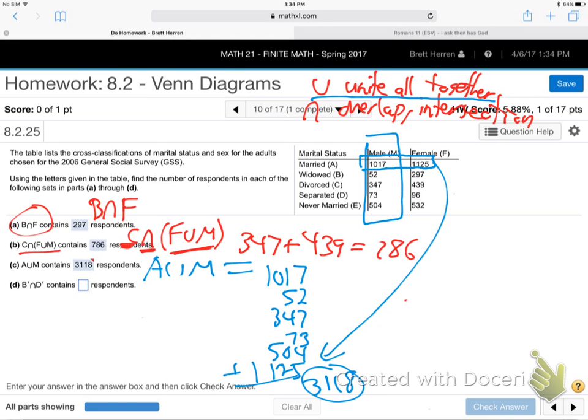Is that good? Questions on that one? And then last one. What is that one? B complement, overlap D complement.